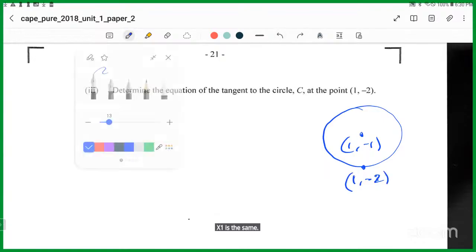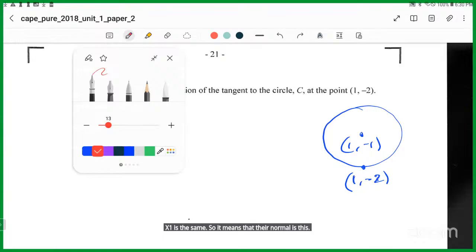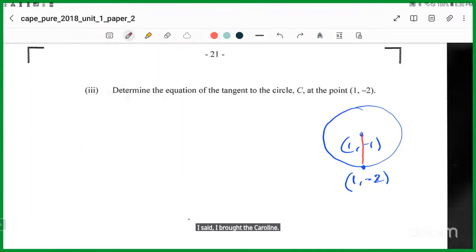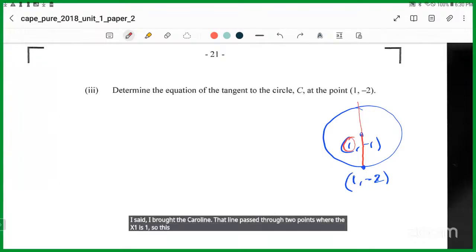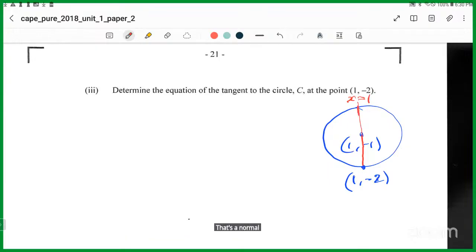So it means that your normal is this, a vertical line. That line passes through 2 points where the x value is 1. So this line is x equals 1. That's your normal. So your tangent is this horizontal line.